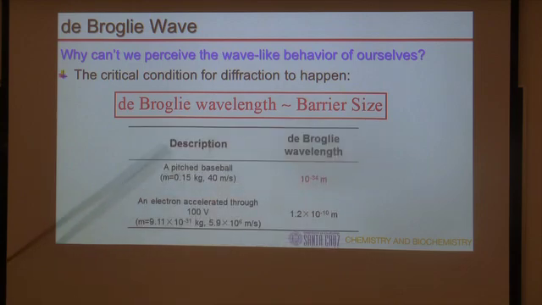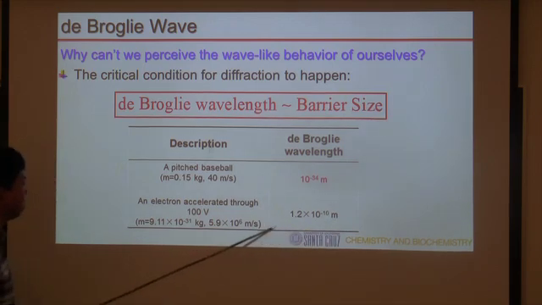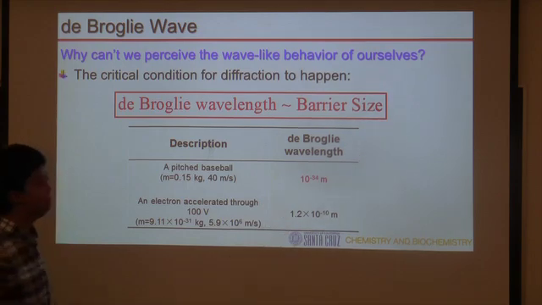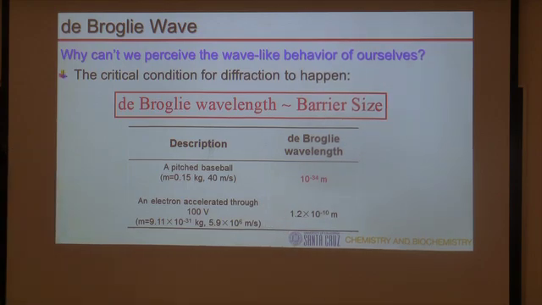So let's see what happened. I'll give you two examples. One is a pitch ball, so it's not even yourself, it's with a much smaller mass. I'll give you the velocity, and you can use lambda equals h over p to calculate the de Broglie wavelength. I will give you this number, 10 to the negative 34 meters, just the order of magnitude. But for electrons, when accelerated by a certain voltage, they can still exhibit wave-like behavior with a wavelength of about 10 to the negative 10 order of magnitude.